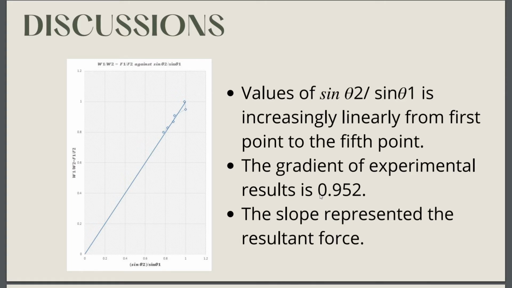Okay, for the discussion of the experiment equilibrium of forces, as we look at the graph, the values of sine theta 2 over sine theta 1 increase linearly from the first point to the fifth point, and the gradient of the experimental result is 0.952, and the slope represents the resultant force.